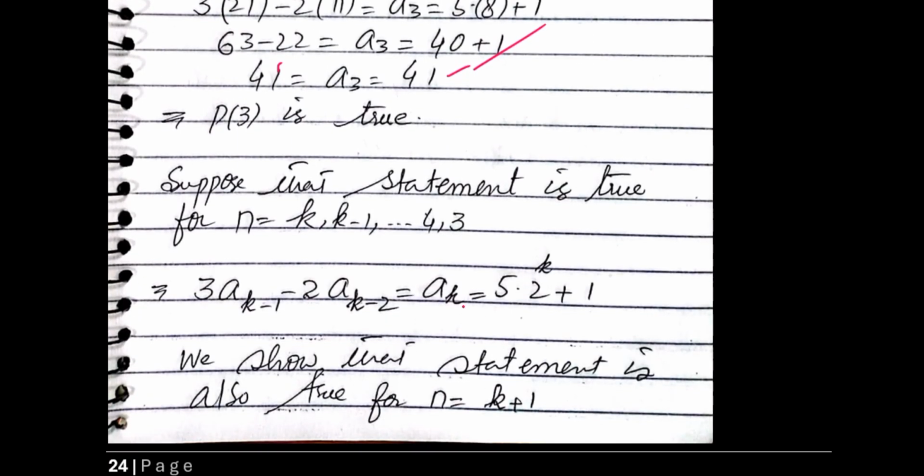We suppose that the statement is true for n equal to k minus 1, and so on down to 3. Again, I am using the second principle of finite induction here. The statement is true for all n less than or equal to k. This shows that a_k is equal to 5 times 2 raised to the power k plus 1, as well as a_k equal to 3a_(k-1) minus 2a_(k-2). We show that the statement is true for n equal to k plus 1.